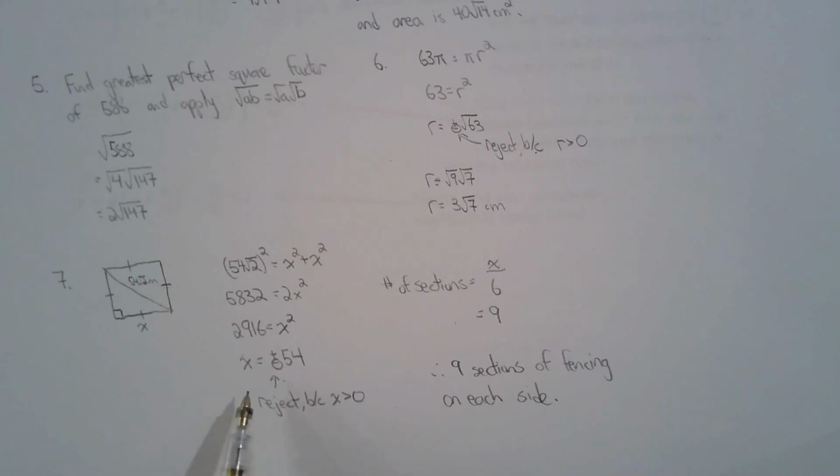I solve for x. X is 54. Now because x is 54, that means I'm going to need 9 sections because each section is 6 meters. So 6 times 9 is 54. So I need 9 sections of fencing on each side. Okay, so that's the homework for radicals.